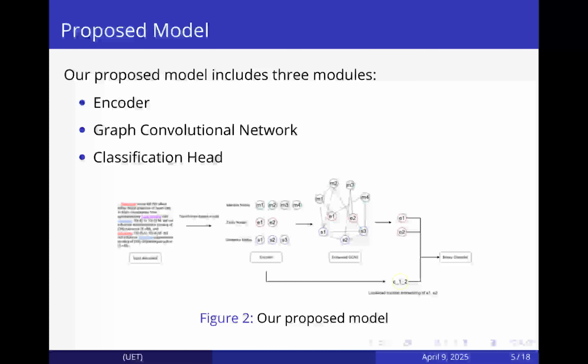So our proposed model consists of three main modules. The first is the encoder, initialized with a pre-trained BERT model to learn contextual word embeddings. The next is the graph convolutional network, which encodes structured information about relationships. And the next is the classification head, which predicts the relations based on these features, and this combination enables the model to handle both sentence level and document level context.